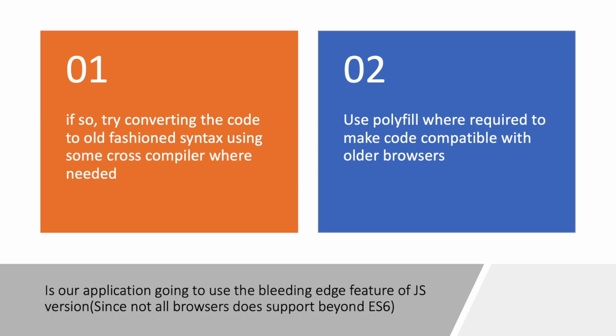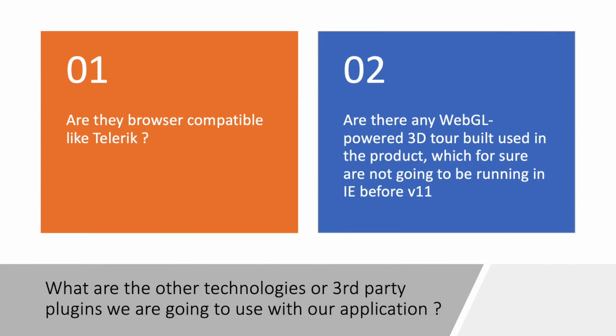The next question is: what other third-party technologies or tools are being used within your application? For instance, are they browser compatible, like Telerik if you are using third-party controls? Or is there a WebGL-powered 3D tour built into the product, which for sure is not going to run within IE 11 or IE versions above it? These kinds of 3D rendering engines like WebGL, and similarly Telerik controls, are supported in some browsers, not all. So make sure any plugins you use within your application are really cross-compatible, or if not, you should mention that.